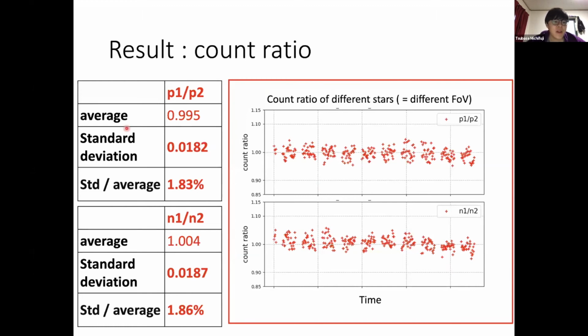We calculate the average of the count ratio and the standard deviation for each count ratio, and finally we get the standard deviation over average as the error of this ratio, and we get 1.83% and 1.86% as the error of count ratio. So we could achieve aperture photometric accuracy of a few percent.